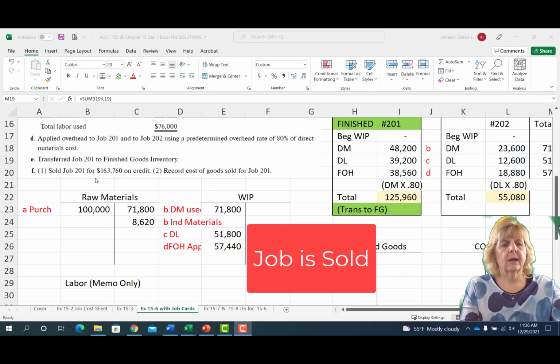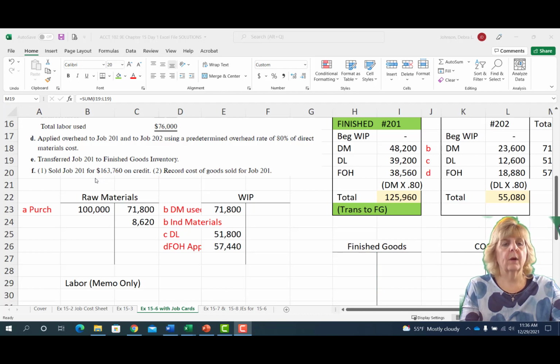Notice on letter F, they give you 2 amounts. One is the revenue that needs to be recorded for the job, and the second one is the cost of goods sold, which they leave up to you to compute. So try letters D, E, and F, and we'll compare our answers.